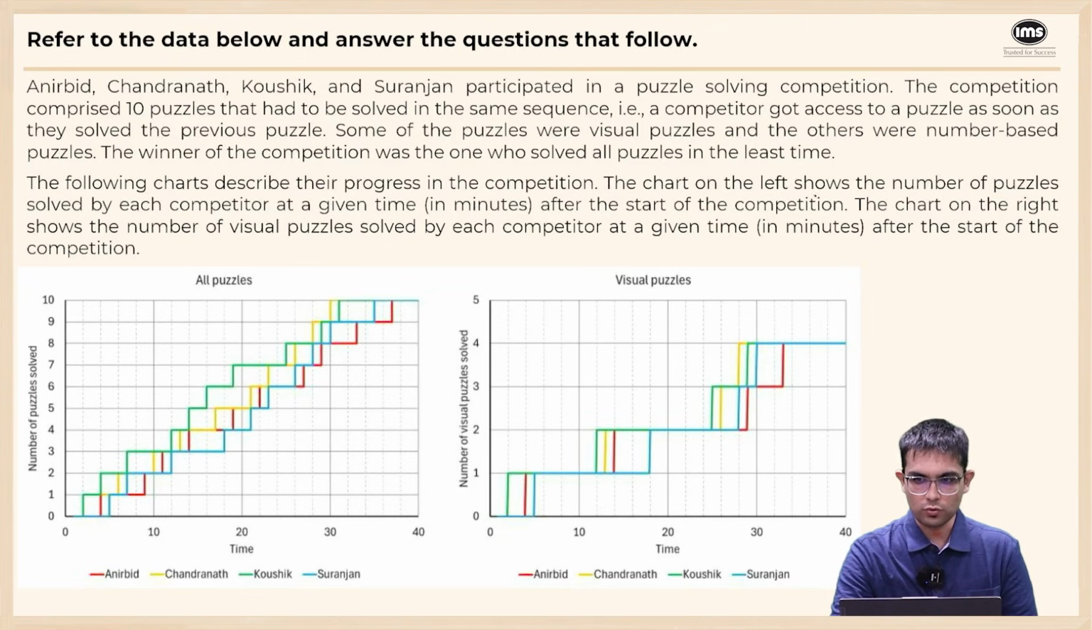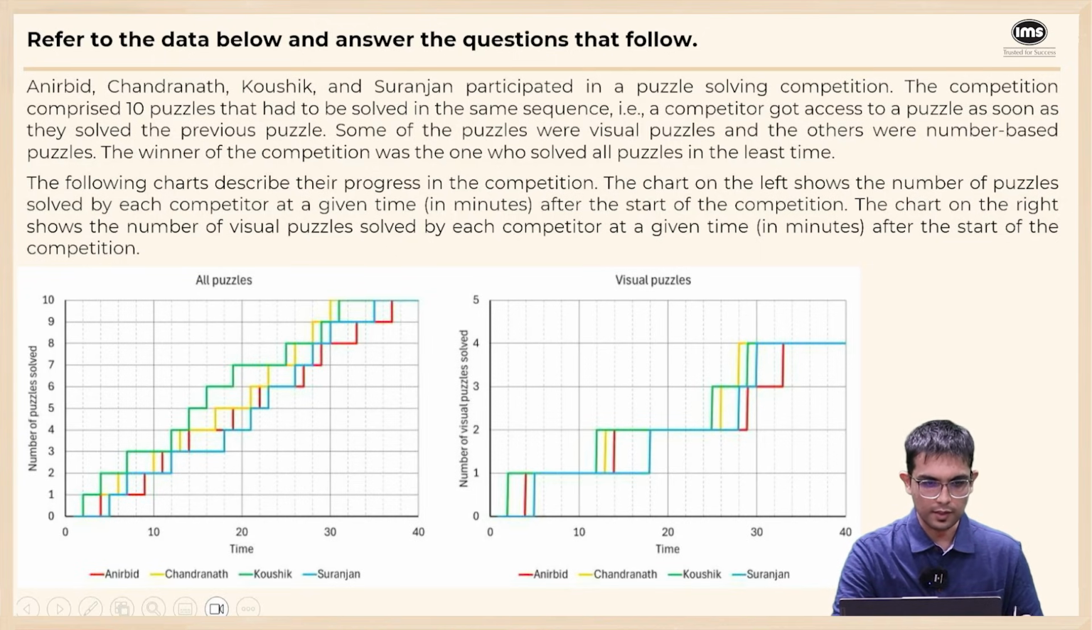The chart on the left shows the number of puzzles solved by each competitor at a given time after the start of the competition. The chart on the right shows the number of visual puzzles solved by each competitor at a given time after the start of the competition.